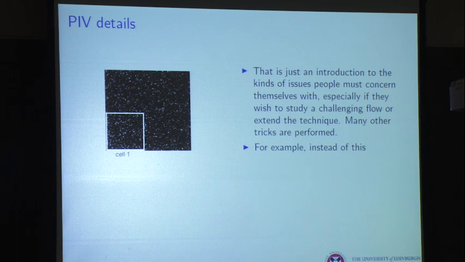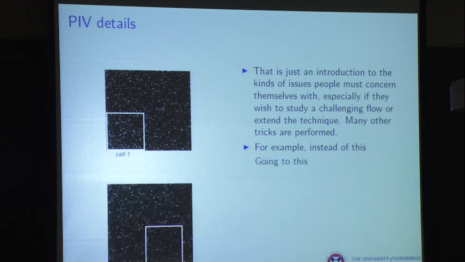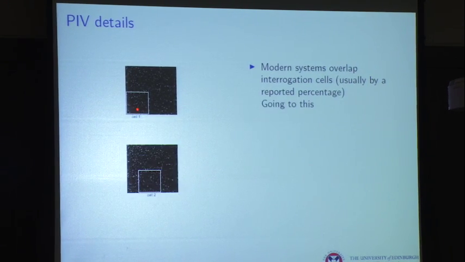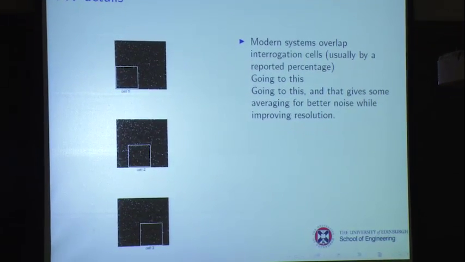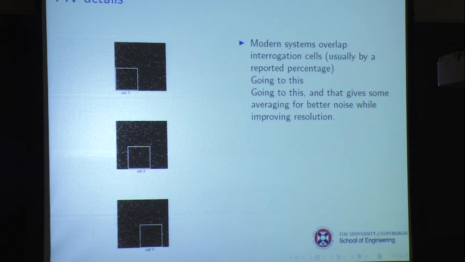When people first started doing correlations, they would correlate this cell with itself, in those days it was autocorrelation. Then they would correlate this cell with itself. They don't do that anymore. They start there, then they go there, then they go there. So they overlap the cells, right? And that's a way to actually do some averaging and get some reduced noise.